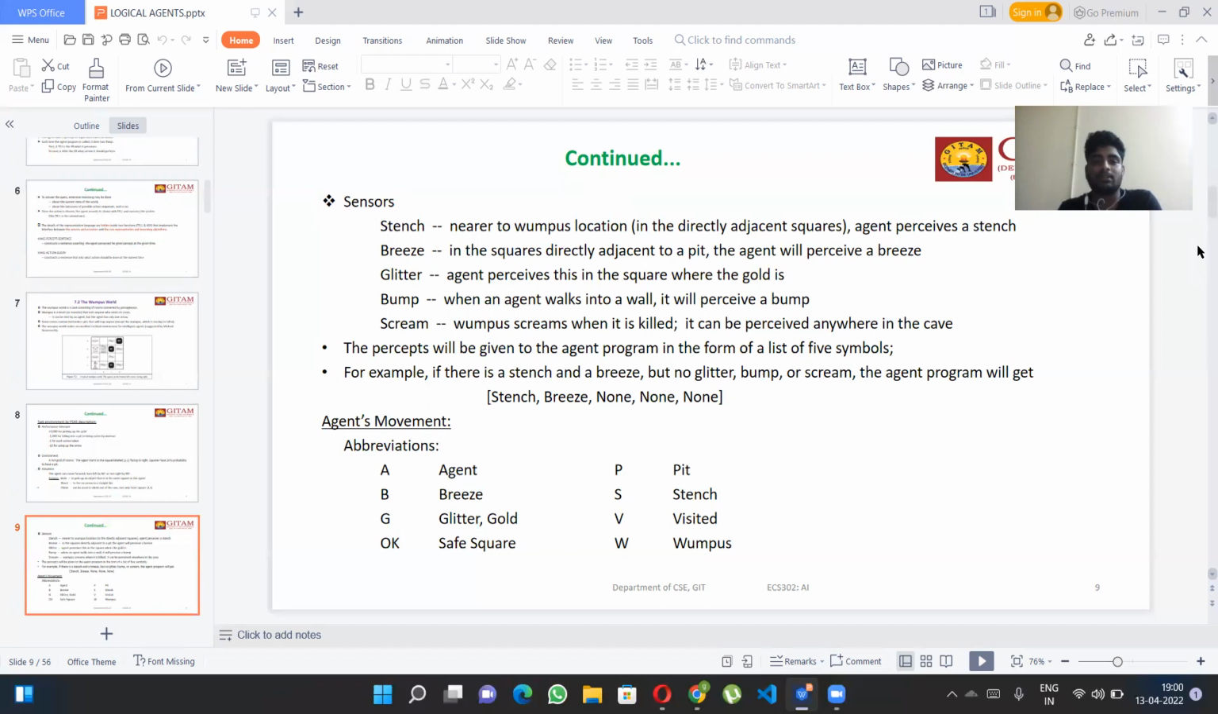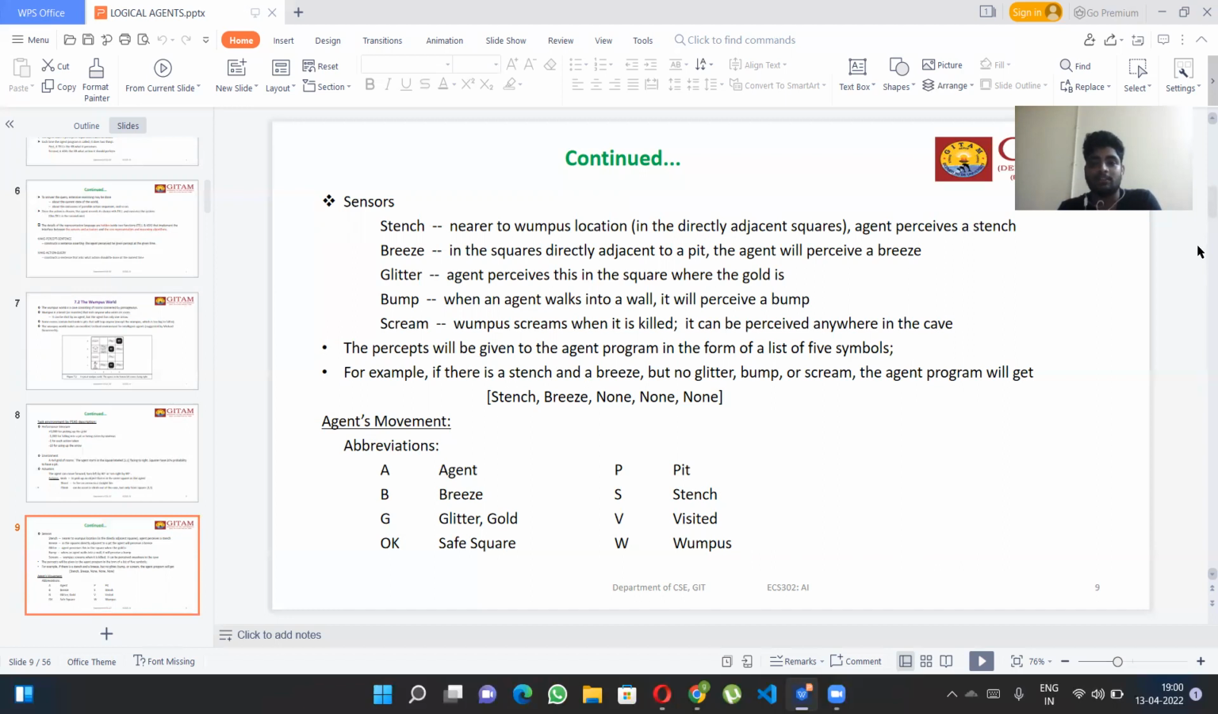For example, if there is a stench and a breeze, you can identify them now. But if there is no availability of glitter, bump, or scream, the agent will get only stench and breeze, and nothing else will be available. I will now tell about the next topic.